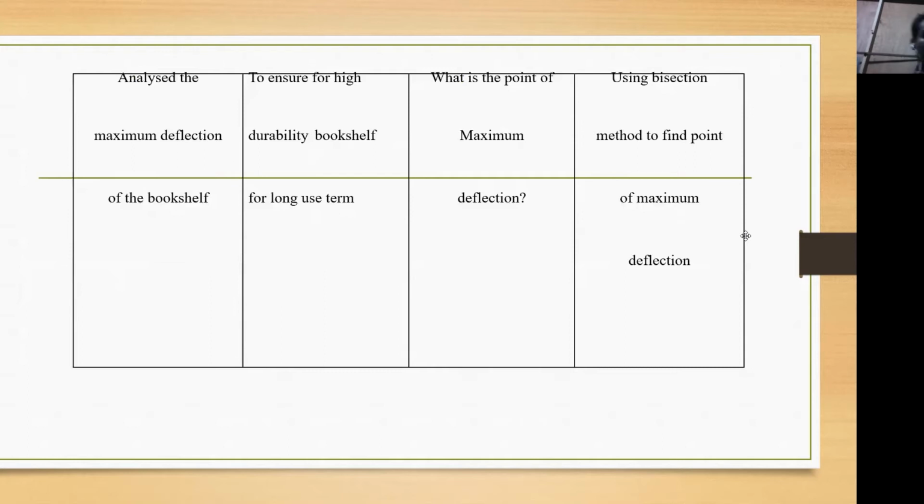So for the last one, fact number 6 is analyze the maximum deflection of the bookshelf. For the idea is to ensure high durability of the bookshelf for long-term use. And for the learning issue is what is the point of maximum deflection? And the action is using the bisection method to find the point of maximum deflection.